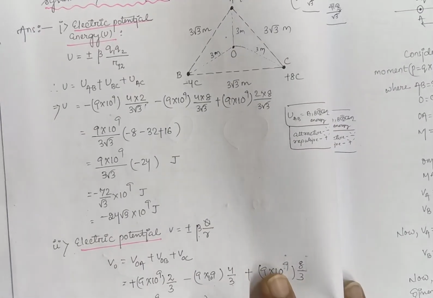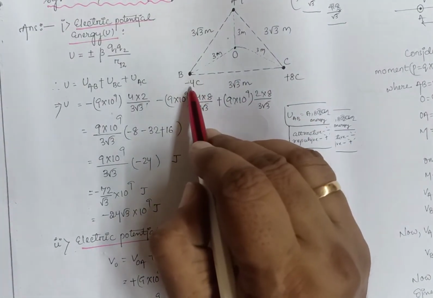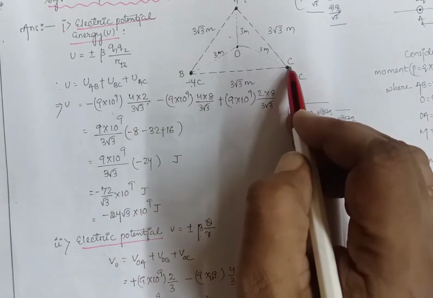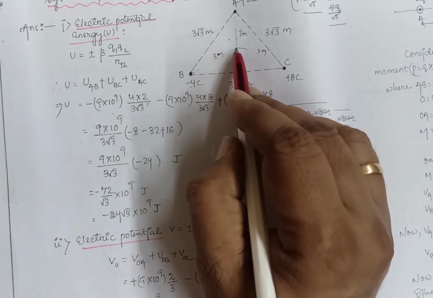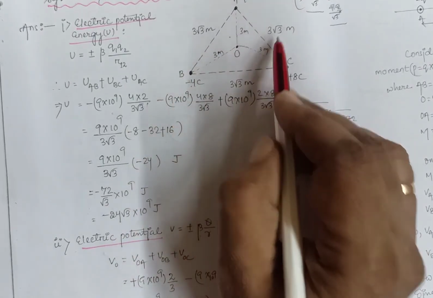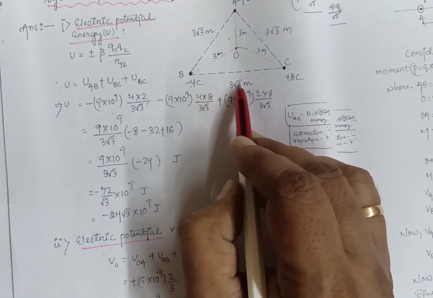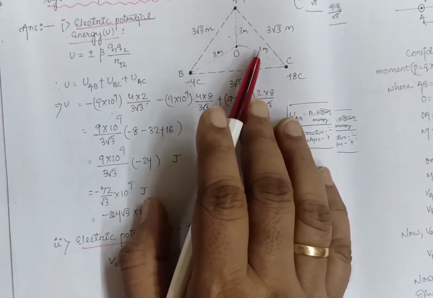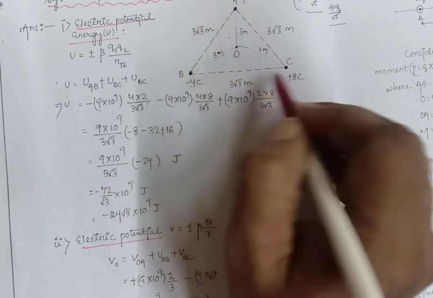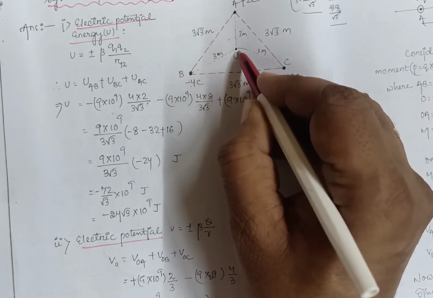This is a question of an equilateral triangle. There are 3 charges, plus 2 coulomb, minus 4 coulomb and plus 8 coulomb, situated at the respective vertices of the triangle, and O is the center or centroid of the triangle, and each side is 3 root 3 meter. Similarly here you see what question is asked. You have to calculate the electric potential energy of the system, and the second question is you have to calculate the electric potential at the point O.